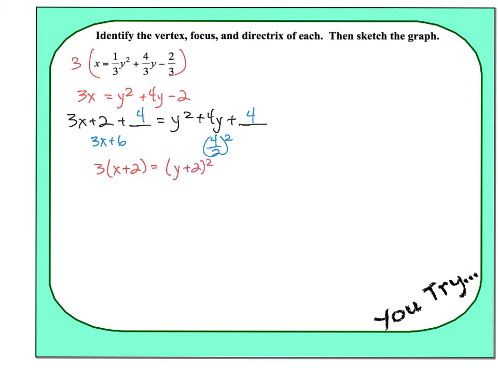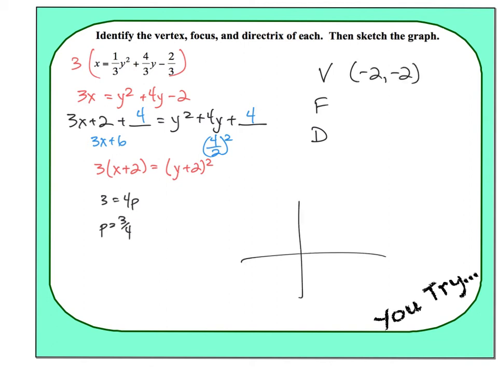Good. And then there I found my p. I did 3 equals 4p and I got p equals 3/4. Okay. And then I found my vertex, which was negative 2, negative 2. Good. And then I graphed it. Go to the third quadrant. I think this is where I messed up.